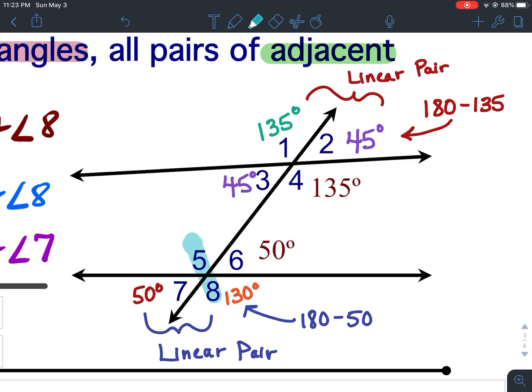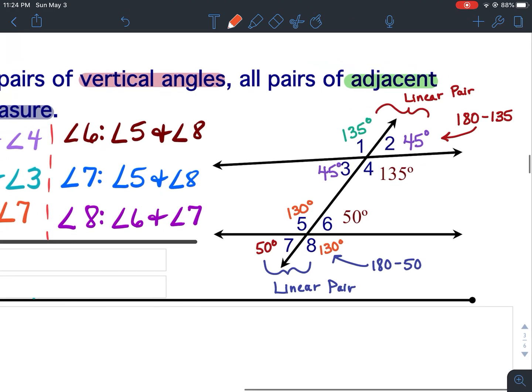Angle 5 and angle 8 are vertical angles. They are across from one another. Vertical angles are congruent. So if angle 8 is 130 degrees, then angle 5 is 130 degrees. Okay, so pause your video if you need to get that written down.